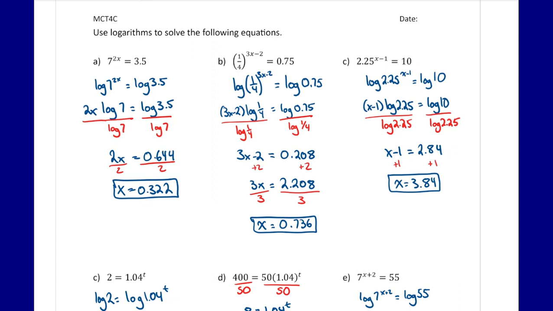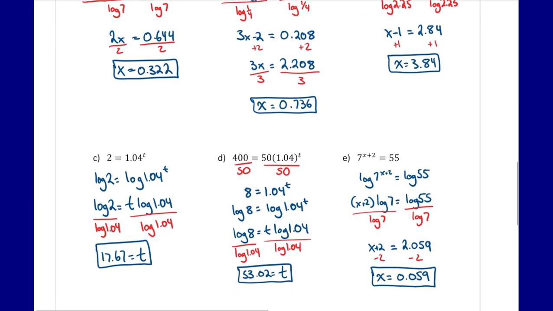B, same idea. Even though the base is a fraction, we can still set logs to both sides. The exponent comes down, and we divide out our logs, and then work to isolate x. A little bit more work here because our exponent is 3x minus 2. It's not just x or 3x. We have an additional term there. For C, again, same idea, more basic, set log to both sides, bring the exponent down, and isolate for x.